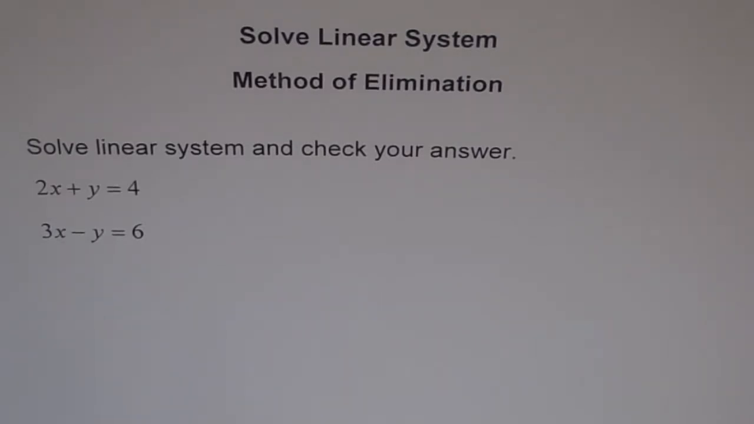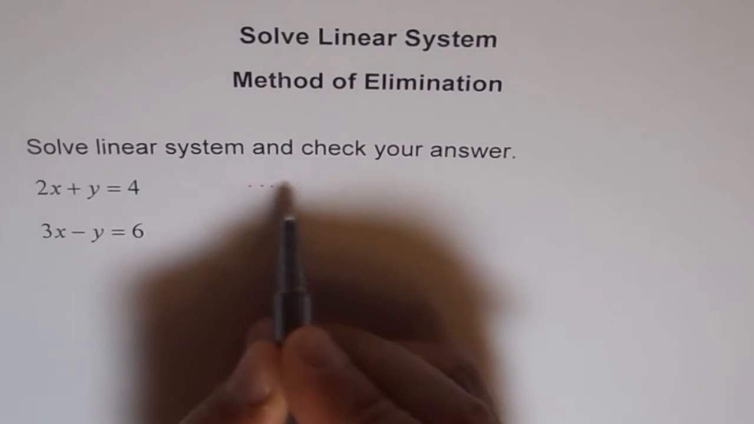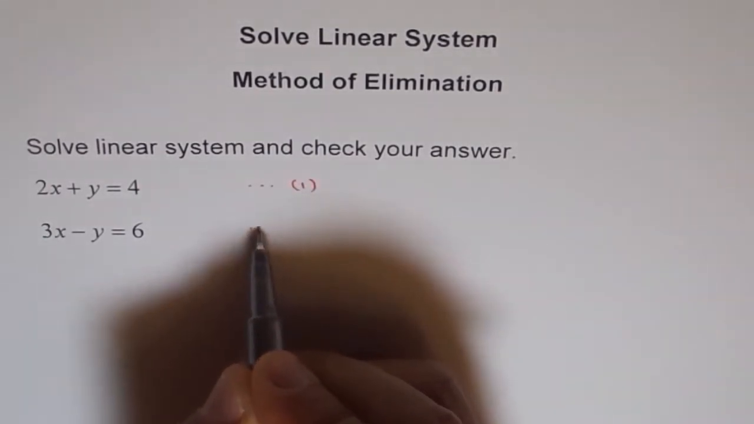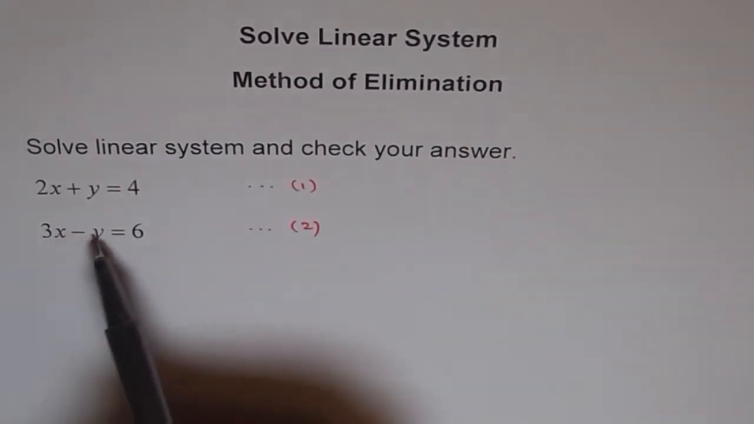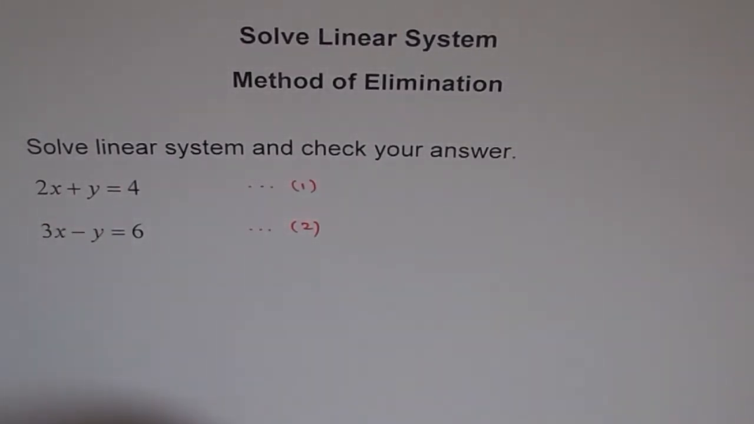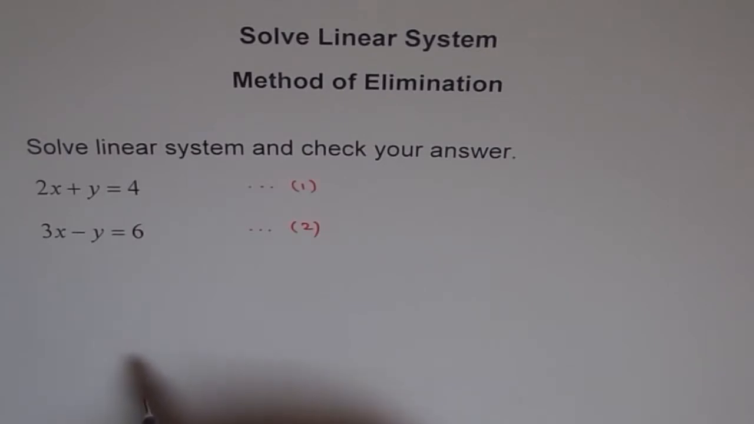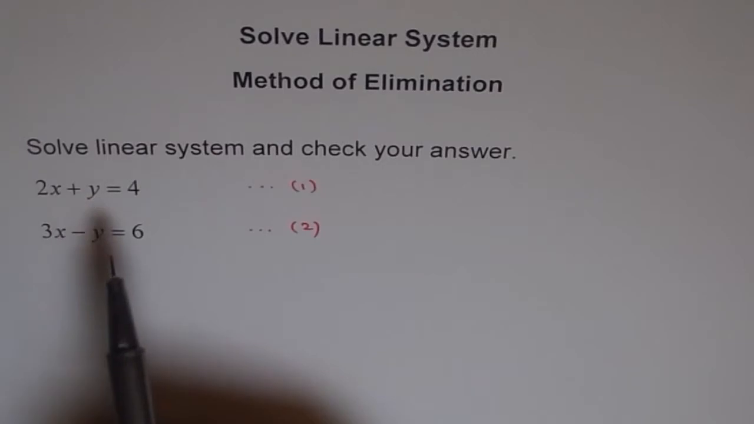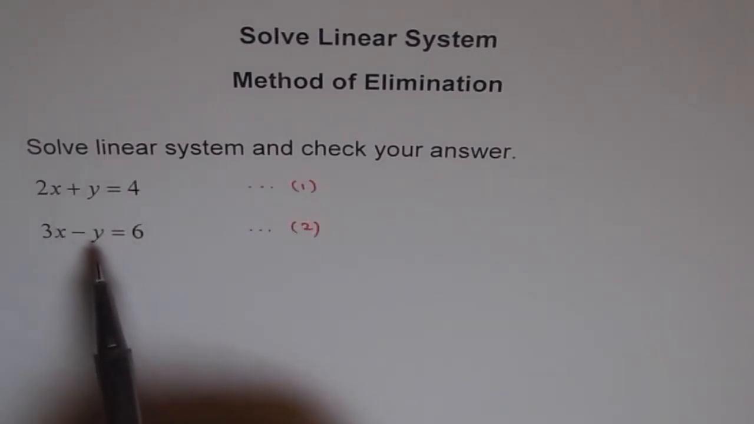Now, as you can see, let me explain what elimination is. Let us say this is our equation number 1 and this is our equation number 2. We have two different equations and two variables in each. So, if you have two equations and two variables, you can always solve for both the variables. Second, you will notice that if I add equation 1 and 2, then what will happen?